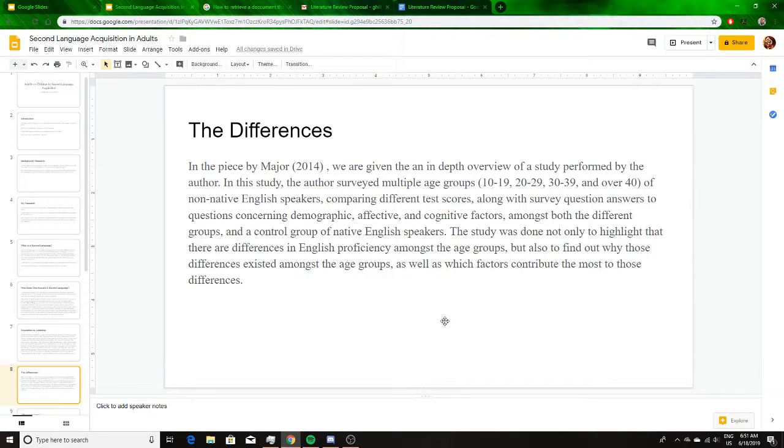The study was done not only to highlight that there are differences in English proficiency among the age groups, but also to find out why those differences exist, as well as which factors contribute the most to those differences. So this is a really in-depth study. I pulled a lot of information from this. It's really good.